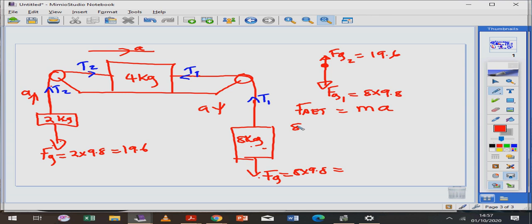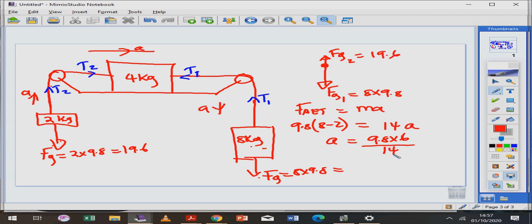F net is going to be 8 times 9.8 minus 2 times 9.8, which I can simplify to be 9.8 into 8 minus 2, is equal to the mass of the entire system. The entire system is 6 plus 8, which is 14 kilograms, times acceleration. So this right away gives me the acceleration of the system. I can see that acceleration is 9.8 times 6 over 14.